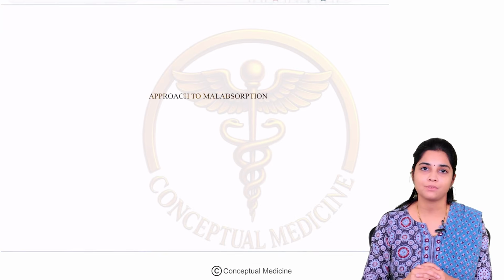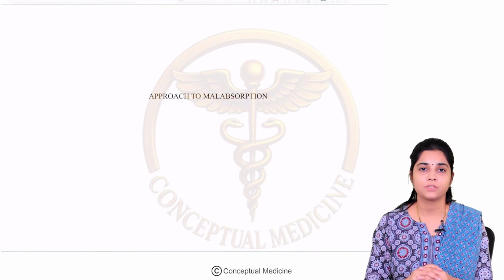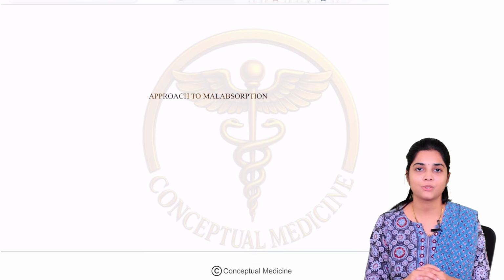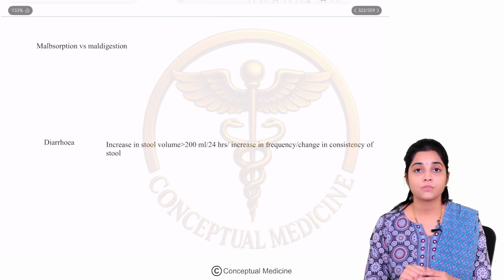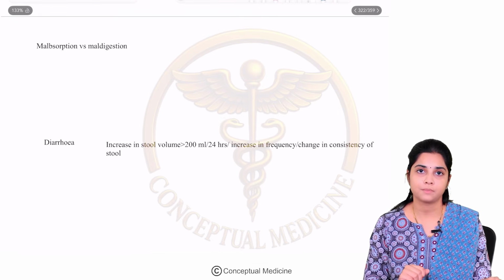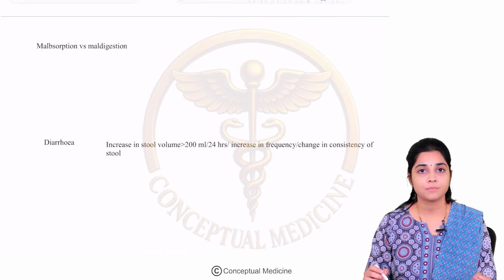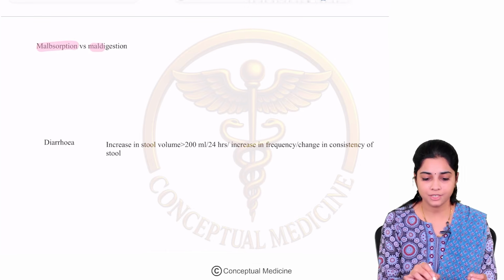Today we will be learning about another very important topic, which is your approach to malabsorption and the disorders of malabsorption. So let's begin. So firstly, we have to know these two terms. What are the two terms? We have to know the difference between malabsorption and maldigestion.